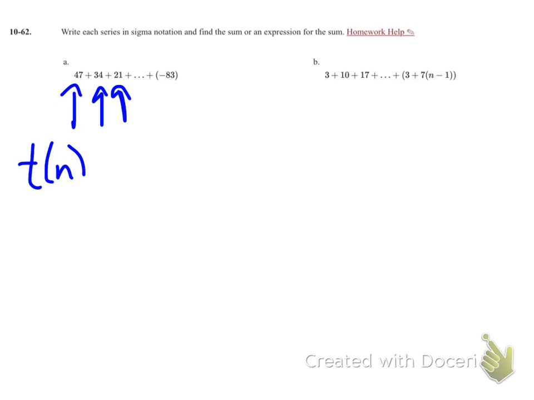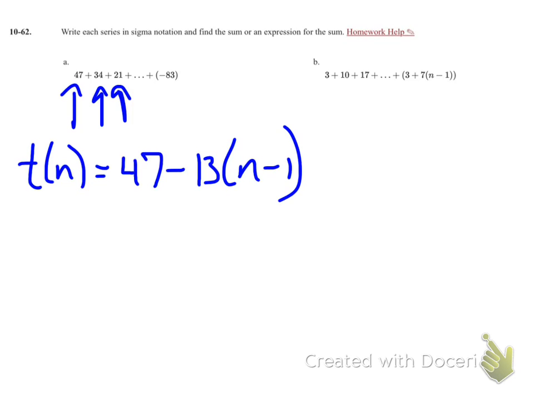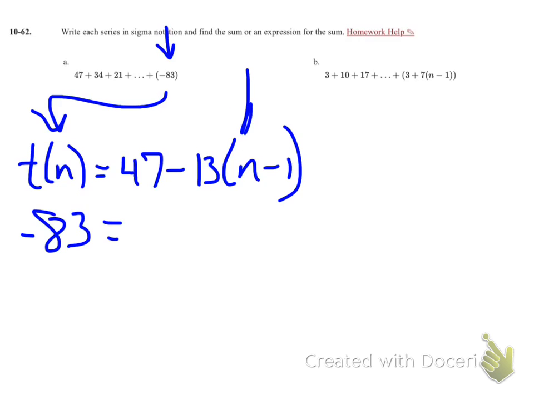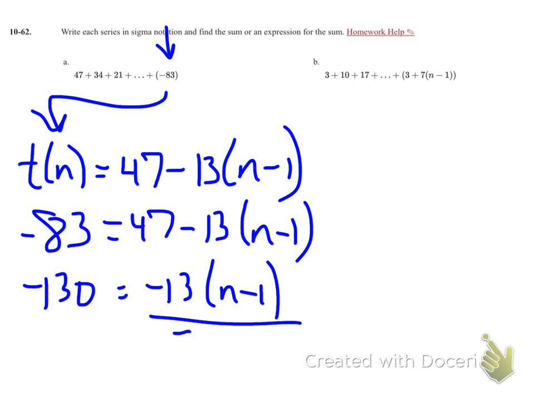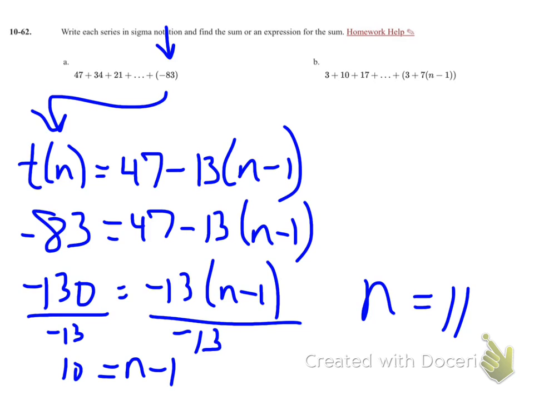So my T of n equation for this first one would be 47 minus 13 times n minus 1. That is now written in first term form. To figure out the number of terms for this one, this is my last term. So when I put that in for my T of n and solve for n, that is my number of terms. So I'm going to subtract the 47 from both sides. I get negative 130 equals negative 13 times n minus 1. Divide by negative 13. n minus 1 will equal 10. So n is 11. There are 11 terms to this series.